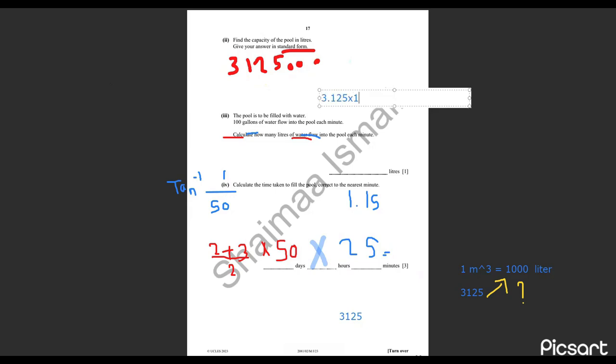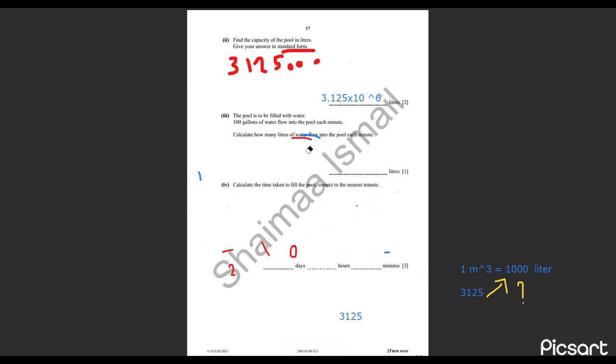Multiply by 10 all to the power 6. Okay, the pool is filled with water, 100 gallons of water flow into it every minute. So every minute he started to pour water. So he said this, we have 100 gallons of water, so he started to fill it, and calculate how many liters of water flow into the pool each minute. So he wanted to know in each minute how many gallons he poured, okay?